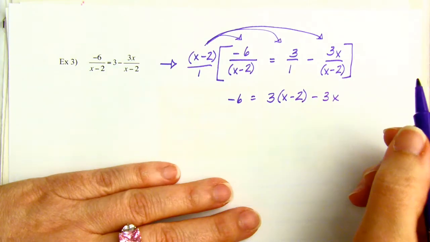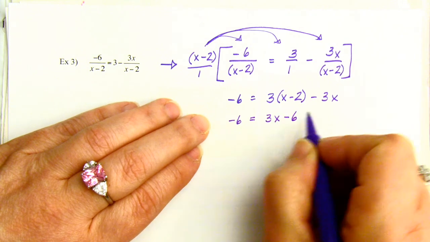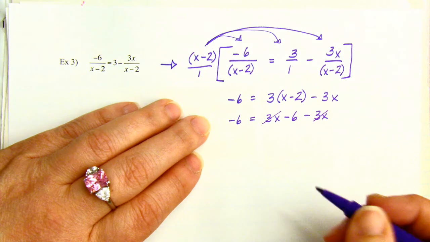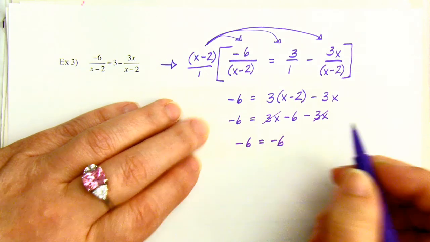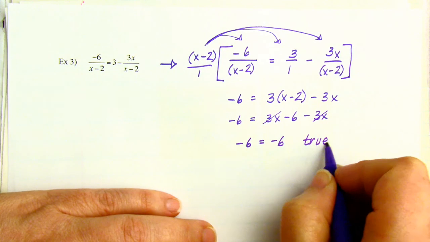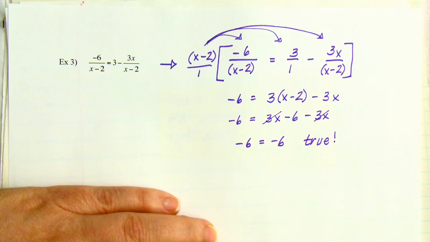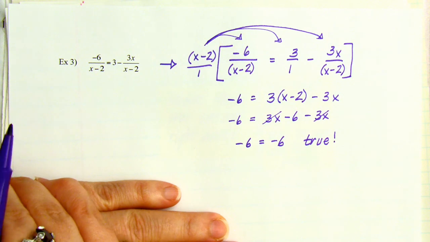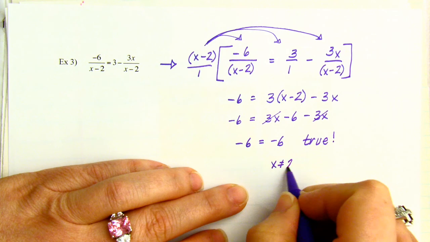All right, distribute to remove grouping symbols. Combine like terms on the same side. Look what happens. My x goes away. That's 0. Negative 6 equals negative 6. That's a true statement. When that happens, when your variable goes away and you get a true statement, then my solution is all real numbers except the restriction. X can't equal what? 2.